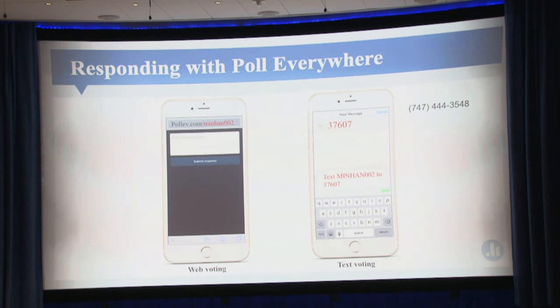Can you please pull out your mobile phone? If you don't have a smartphone, that's okay. Your feature phone still works. That's the best part of this response system. You can use any mobile phone.